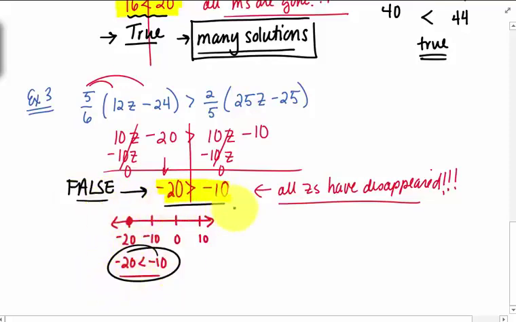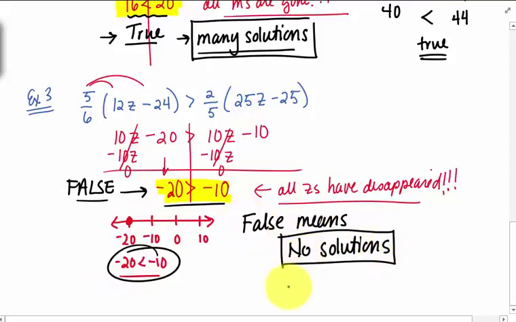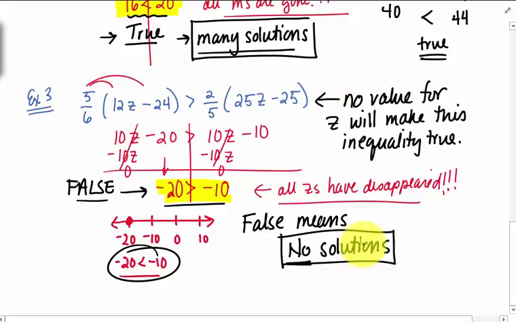So if we get a false statement, we have no solutions. So remember, the answer is not false. The answer is no solutions. In other words, there is no value for z that will make this inequality true. I hope this video helped you understand the difference between having one solution set, many solutions, and no solutions.